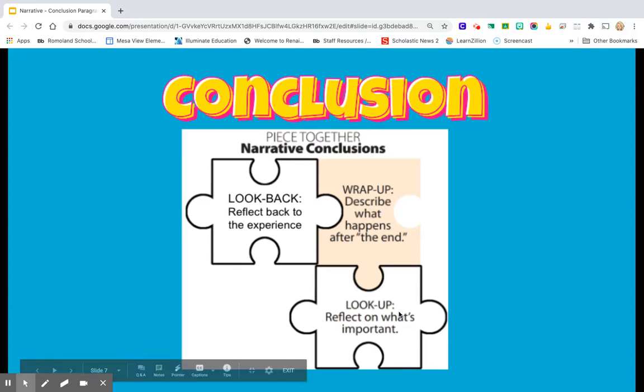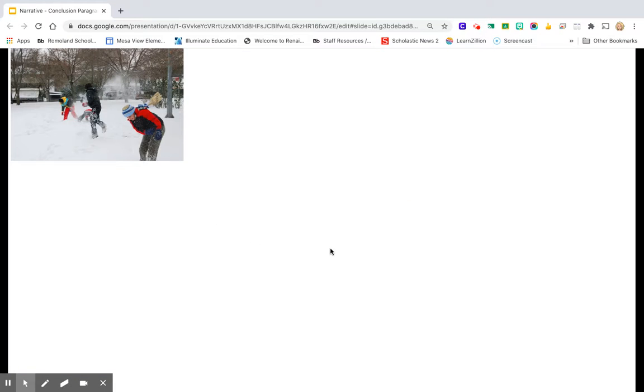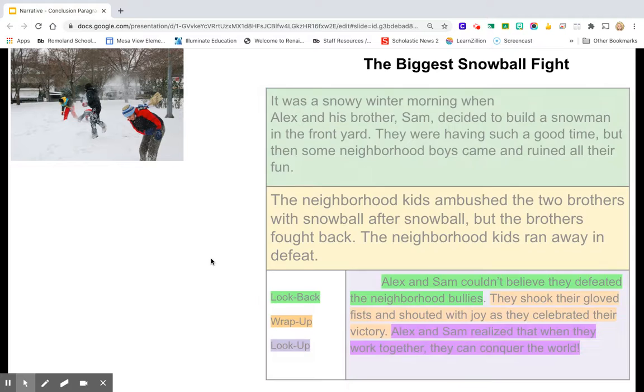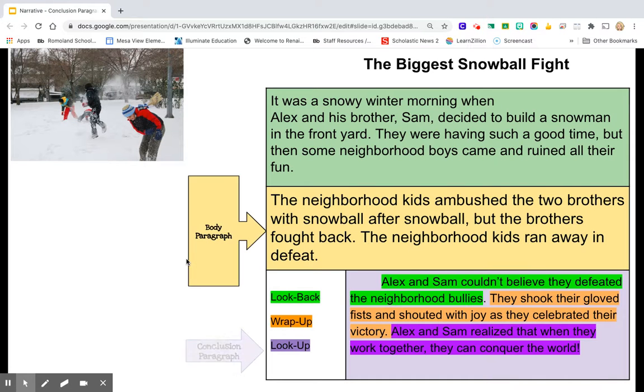And then she already had this part, the look up, the reflection. So really all she had to do was include these two parts, the look back and the wrap up. So she went back and she did a little bit of revising. And then when we met again, I took a look at what she wrote. And now let's take a look at just her conclusion paragraph.